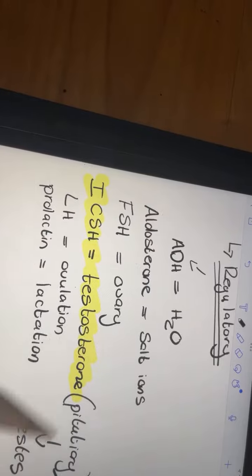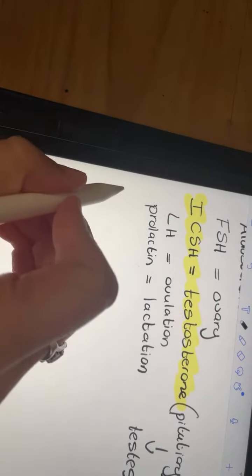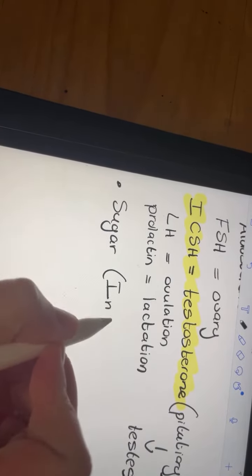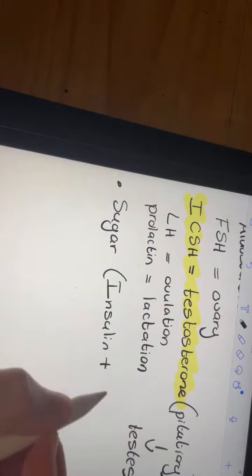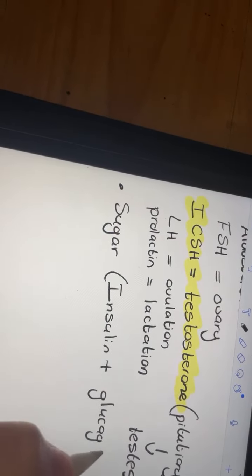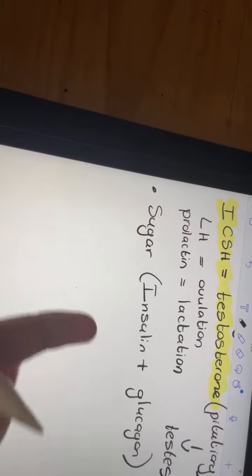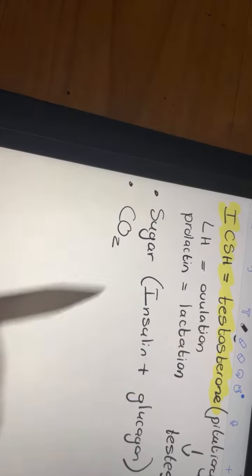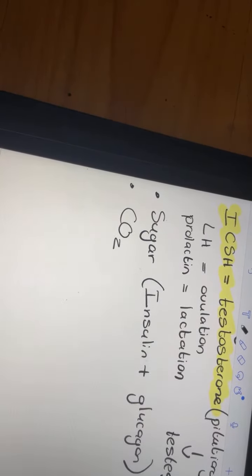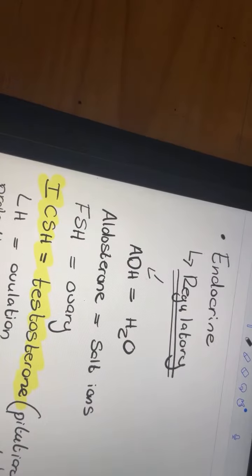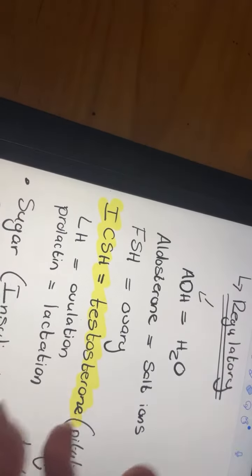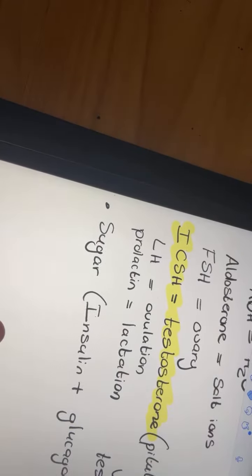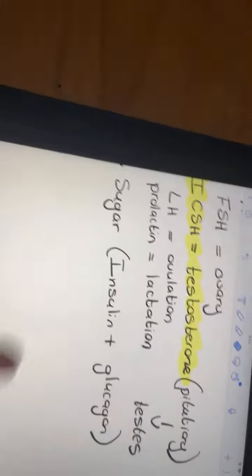Other things you need to know about in terms of regulation would also be your sugars, right? Don't forget you need to know insulin and glucagon, and how their negative feedback loop works, like when one goes up, the other goes down. You're going to need to know your carbon dioxide. Oh, now that I think about it, that's actually homeostasis. So maybe I'm going to delete that one. The sugar one I'm going to keep because that's your pancreas.